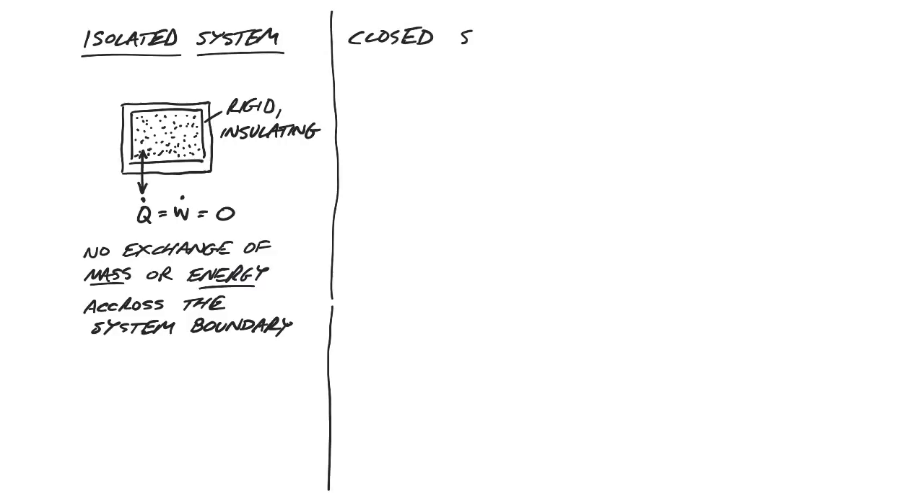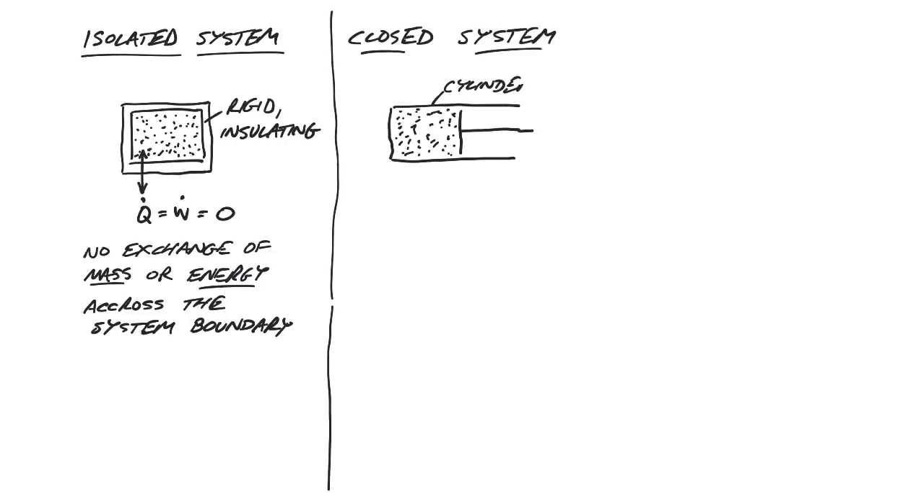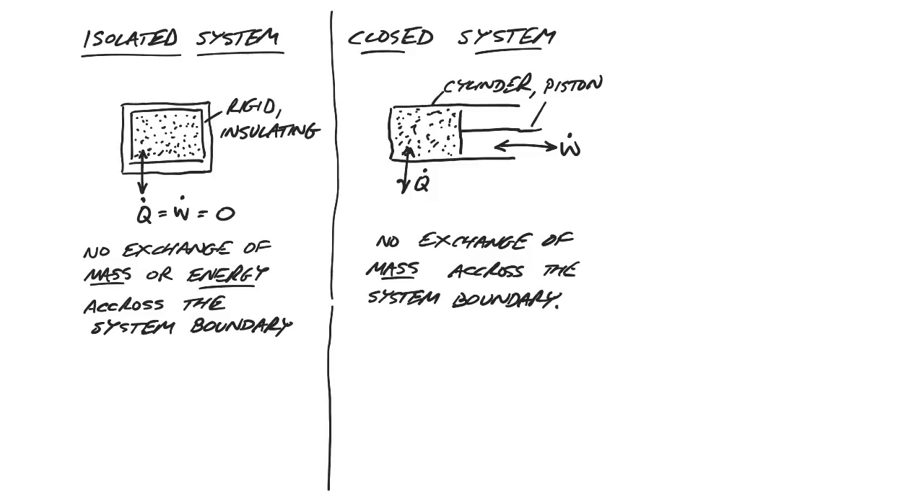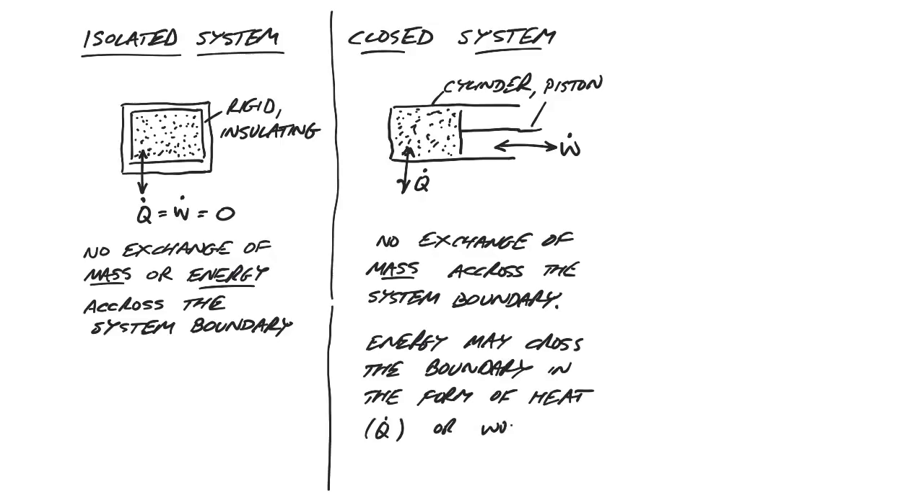A second type of system workers often distinguish is a closed system, defined as a system that exchanges energy with the surroundings, but not matter. A closed system is often idealized as a piston cylinder assembly that allows thermal energy to flow in or out through the cylinder wall. This flow of thermal energy is called heat.